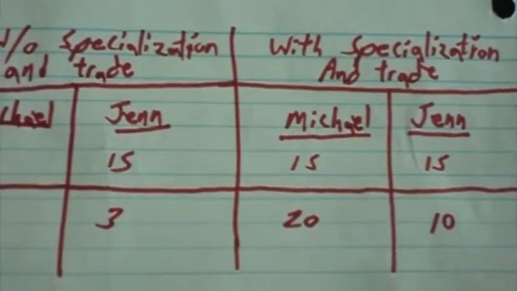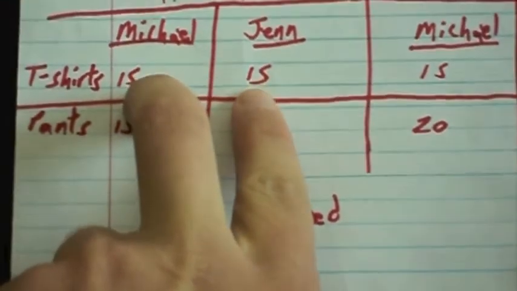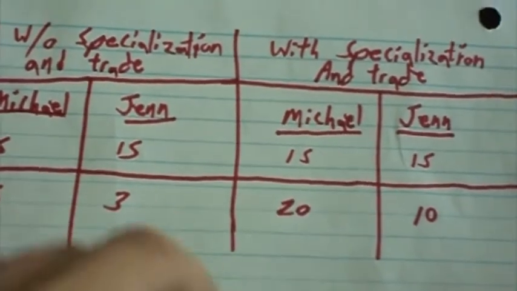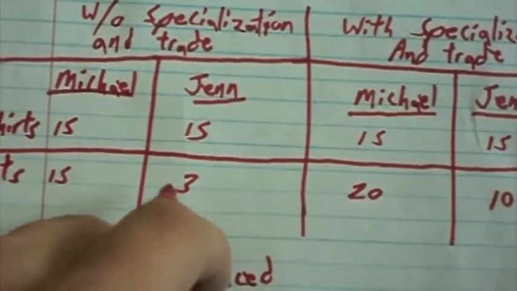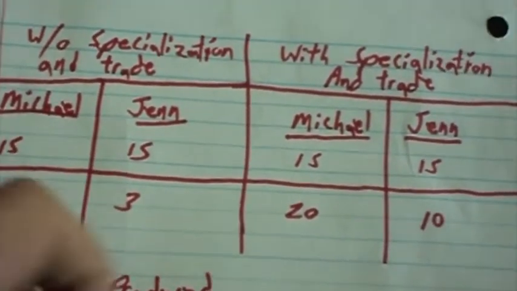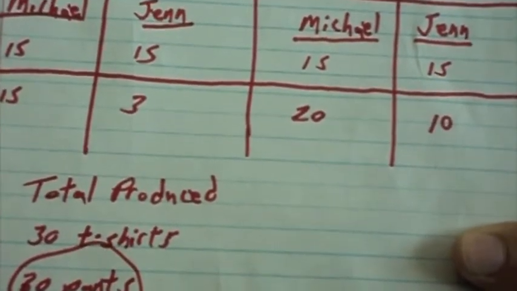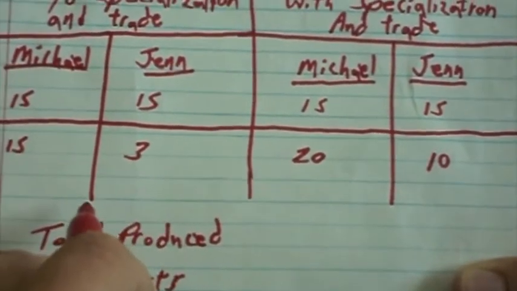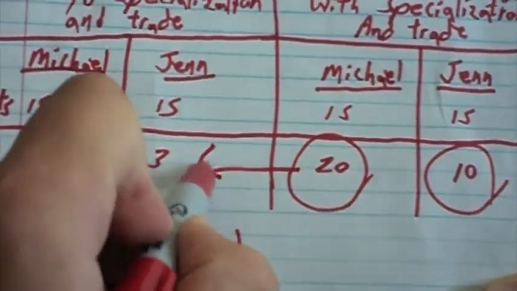Well, t-shirts, there was a total of 30 made, and each originally could have 15 on their own. So we can't see a gain in t-shirt production. But with the pants, Michael only made 15 on his own, and Jen only made 3 on her own. With specialization, there's a total of 30 pairs of pants divided between them. So Michael needs at least 15, and Jen needs at least 3. With trade, it could come out that Michael gets 20 pairs of pants and Jen gets 10 pairs of pants, which is a gain over without specialization and without trade.